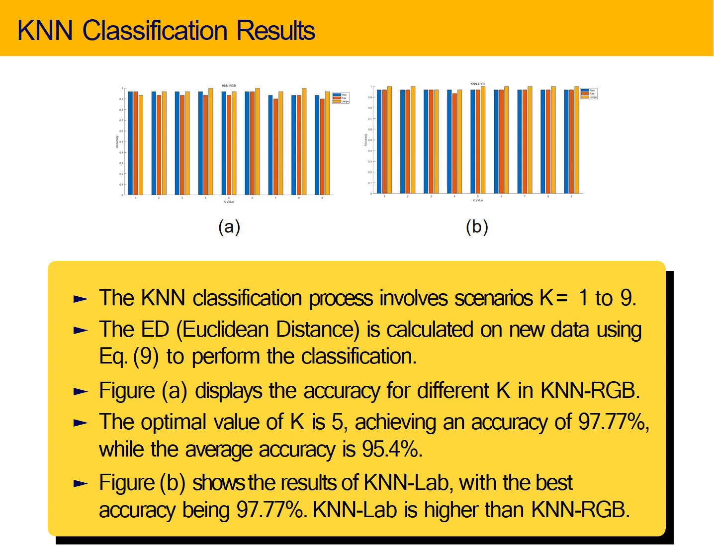So figure A displays the accuracy for different K in KNN RGB. The optimal value of K is 5, achieving an accuracy of 97.77%, while the average accuracy is 95.4%. And figure B shows the result of KNN LAB with the best accuracy being 97.77%. So the KNN LAB is higher than KNN RGB.